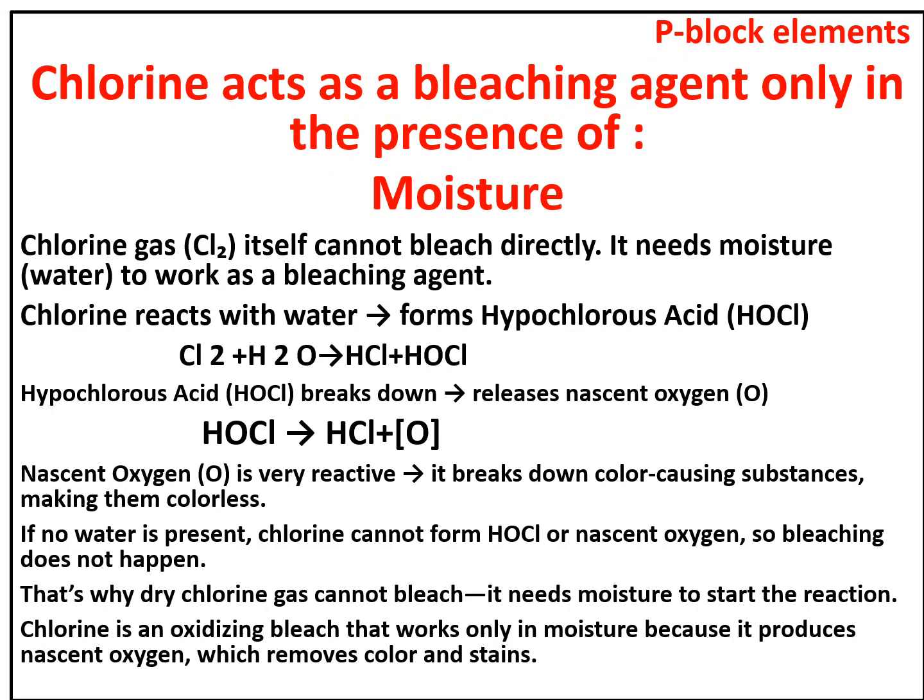Chlorine acts as a bleaching agent only in the presence of moisture. Chlorine gas, Cl2, itself cannot bleach directly. It needs moisture, meaning water, to work as a bleaching agent.